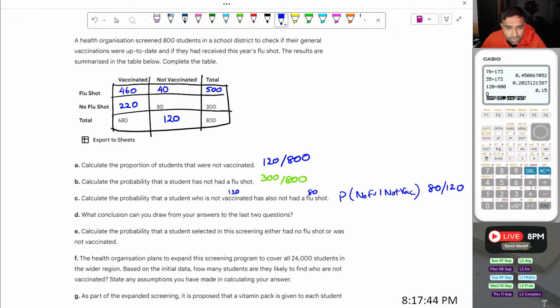Now, question D says, what conclusion can you draw from your answers to the last two questions? What do you guys think? I hate these kinds of questions, like writing conclusions. Give me number questions, I'll do them anytime. Anytime they ask me to write words, I always kind of stumble.